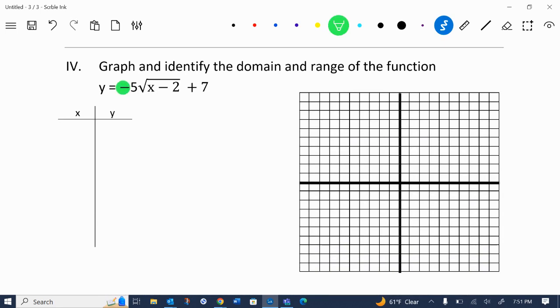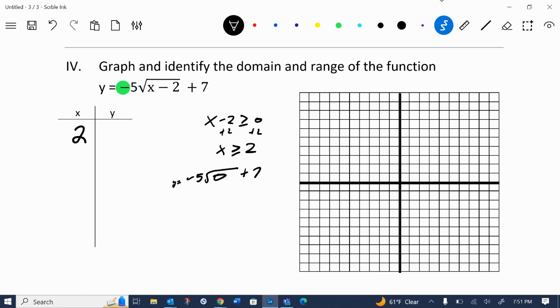Look at that twist of negative. Okay, now that is going to change where it goes. However, it won't change the starting point, which is still this, x minus 2 greater than or equal to 0. So I'm going to add 2, so x is greater than or equal to 2. And now let's figure that out. -5 square root of 2 minus 2 we just know is 0, plus 7. -5 times 0 is 0, plus 7. So we get a 7. So we're going to have 2 and 7 as our first starting point.